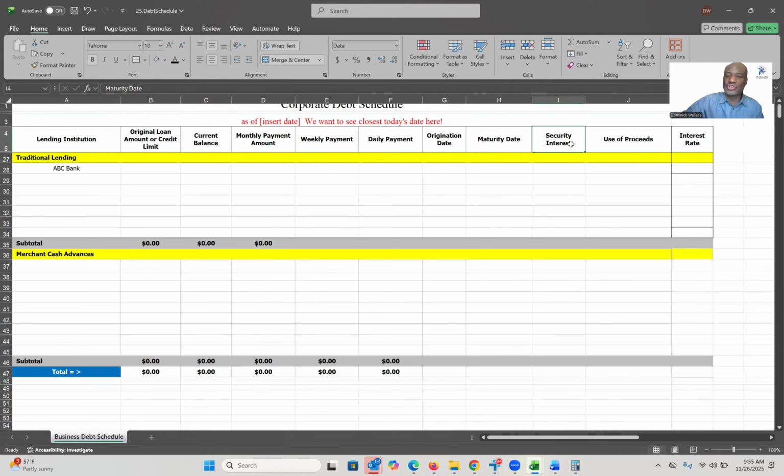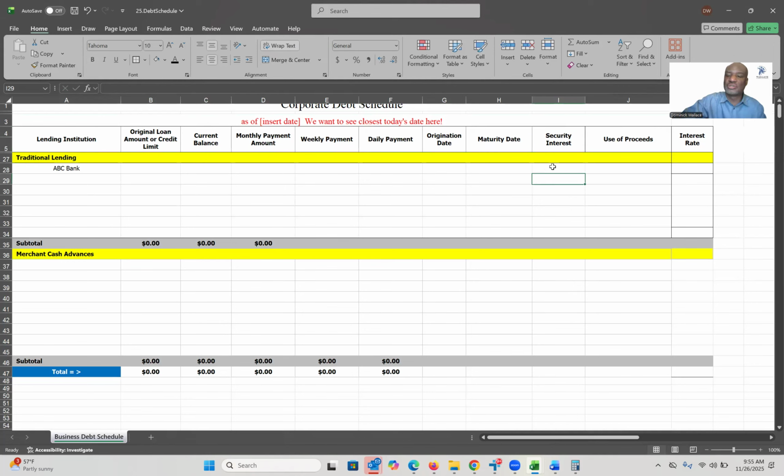All right, now security interest. This is the one that most people get confused by. Security interest means what collateral is being provided; probably should say collateral instead of security interest. Say you have an investment property, real estate, equipment, whatever this loan is secured by, that's what you would put there as the security interest.